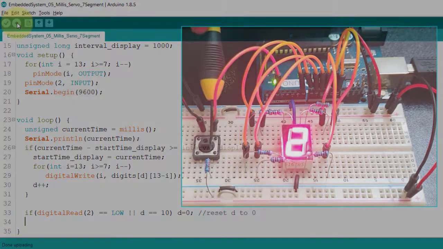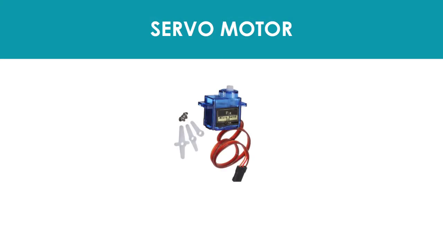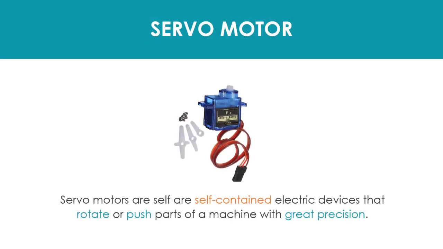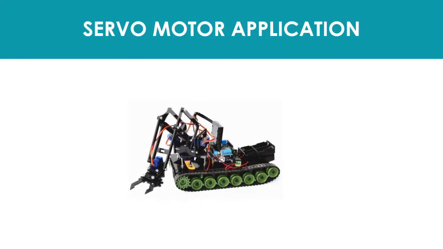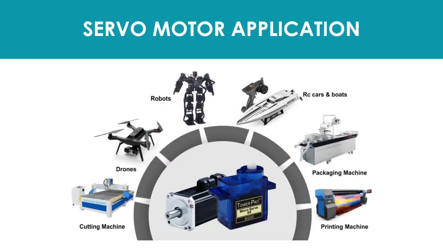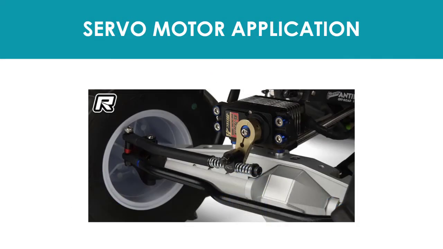I'll take this opportunity to discuss how to work with a servo motor. Servo motors are self-contained electric devices that rotate or push parts of a machine with great precision. Servos are found in many places, from toys to home electronics to cars, robotics, and airplanes. If you have an RC model car, drone, or helicopter, then you are definitely using at least a few servos.